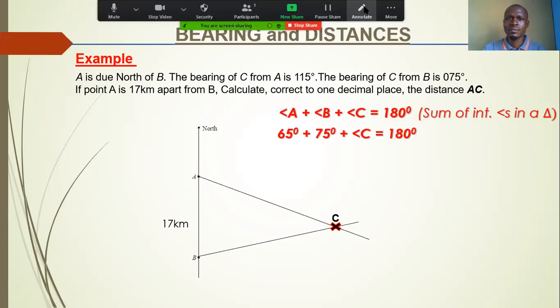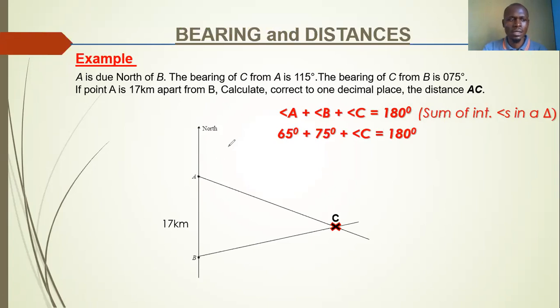You have 65. How do you get that? The angle here is 115 degrees, and if that is 115 degrees, you have angle A here to be 65. So angle B, already you have it to be 75 degrees.